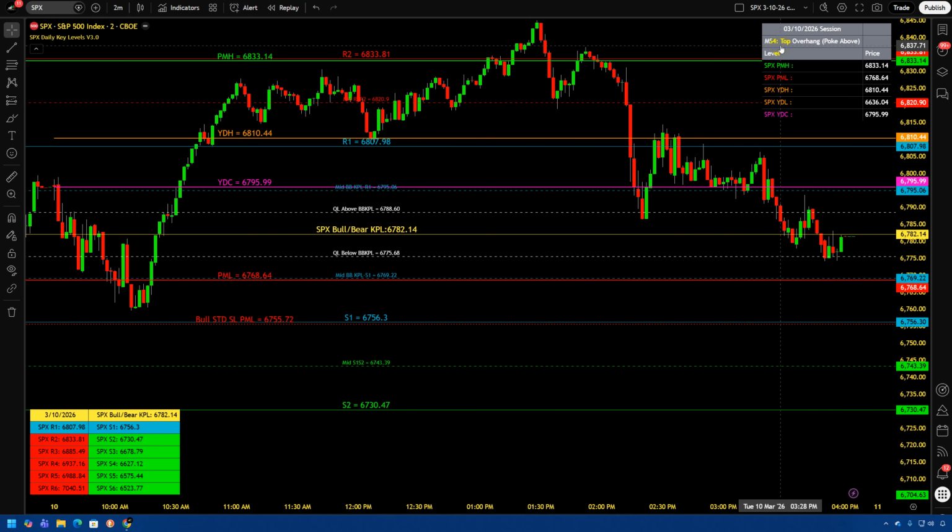from session to session. The trade was executed using the Day Trading GPS SPX Daily Key Levels V3.0 indicator, which was just released a few weeks ago. It is a framework specifically designed for trading both SPX 0 DTE and 1 DTE options.